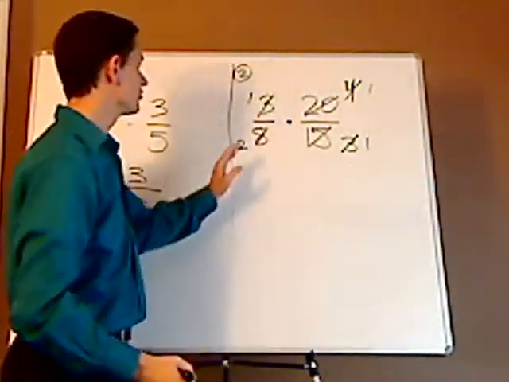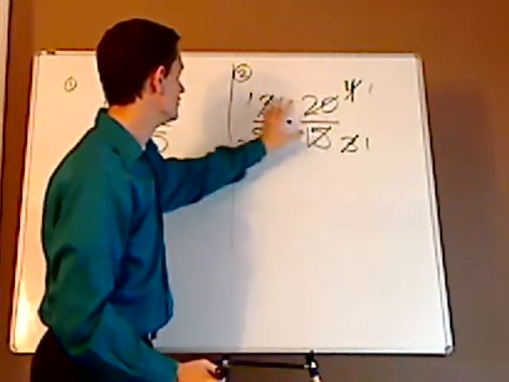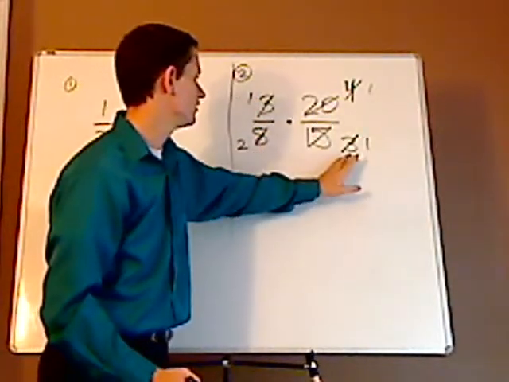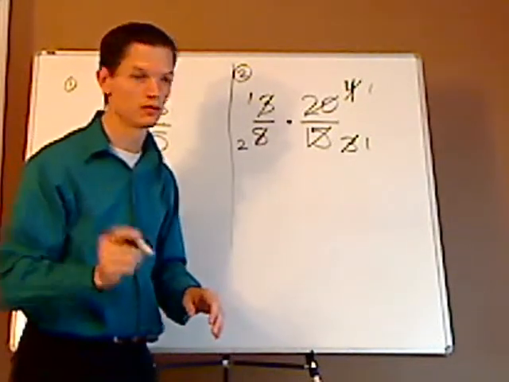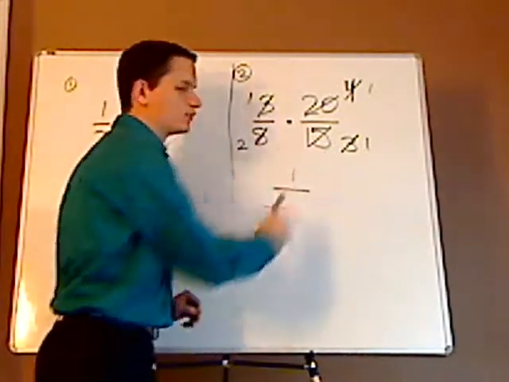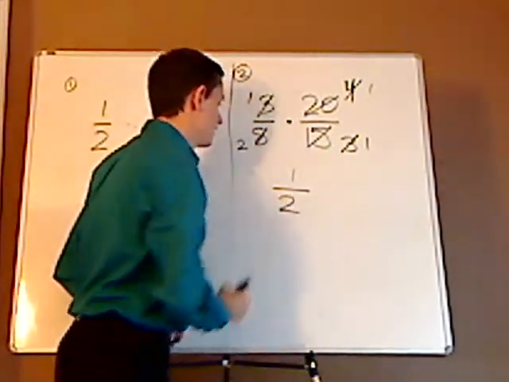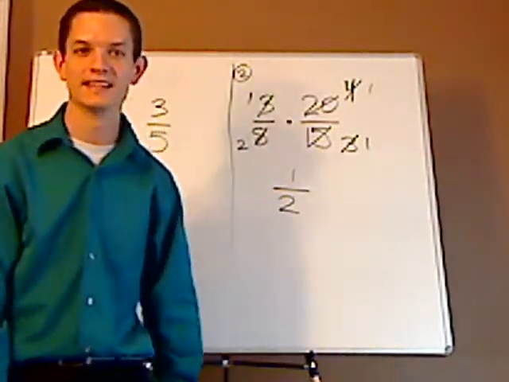So then you just multiply across what you have. After you do this method, there's a 1 here, 2 here, and 1 here. You simply multiply across. What's 1 times 1? Yes, it's 1. What is 2 times 1? 2. And so your answer is simply 1/2. And that's it.